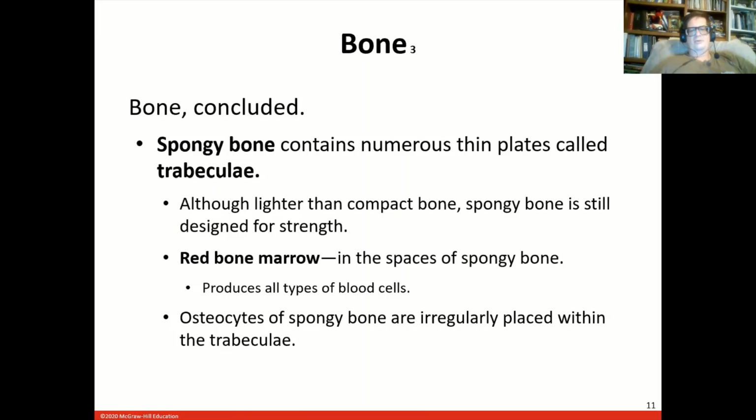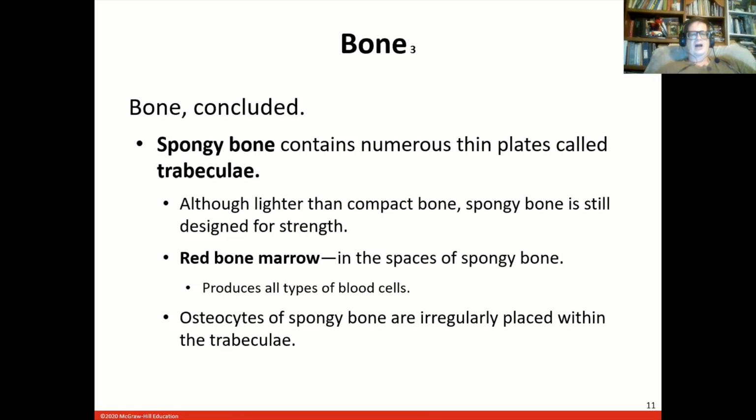Red bone marrow is what we have in the spongy bones. It makes all the different types of blood cells. We've talked about blood cells before, so you know I'm talking about erythrocytes. I'm talking about the megakaryocytes that split apart to make our platelets, our thrombocytes. And I'm talking about the neutrophils, lymphocytes, monocytes, which grow up to be macrophages. Monkeys eat eosinophils and basophils.